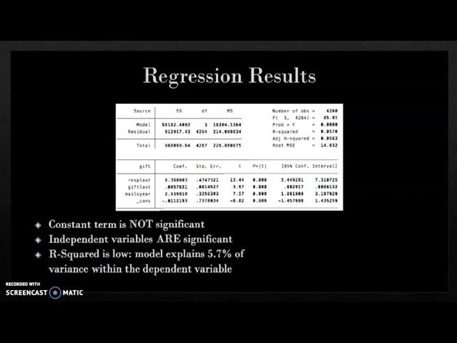In the top right-hand corner, we can see our r-squared value, which is very low, suggesting that our model explains only about 5.7% of the variance within our dependent variable. Given the very large residual value on the left-hand side, we can conclude that many other variables that this model does not cover are providing explanatory power and cover the remaining 94% of the variance in our dependent variable.